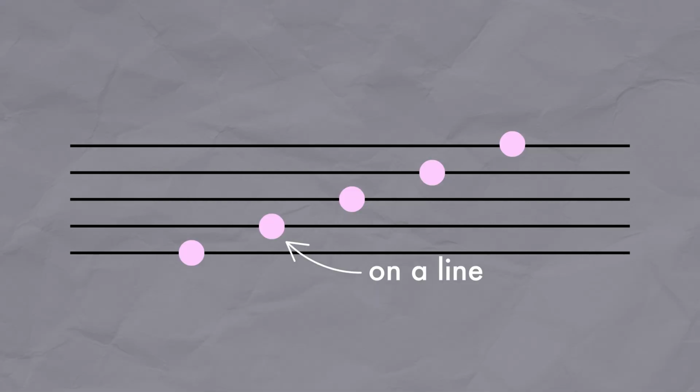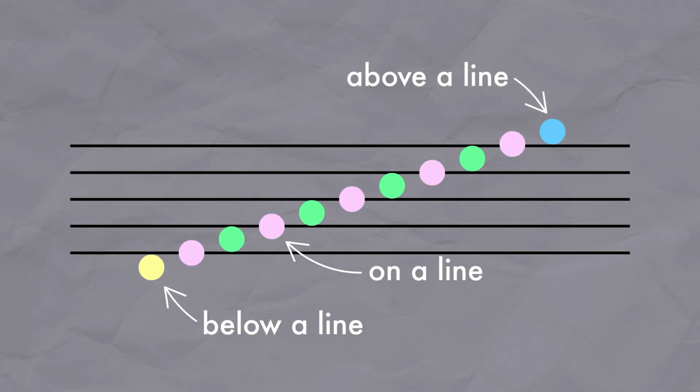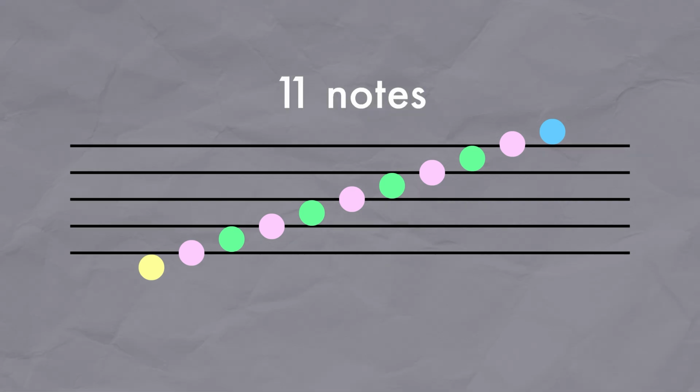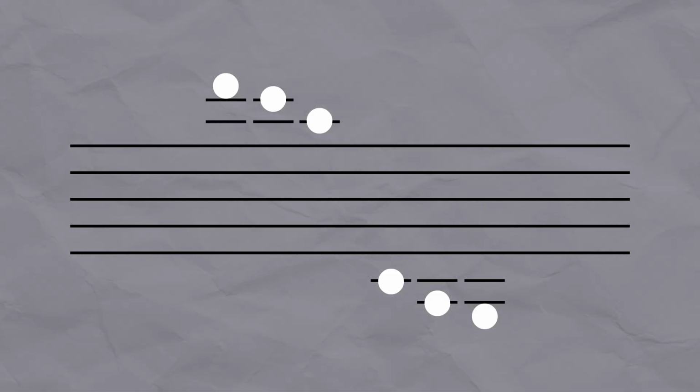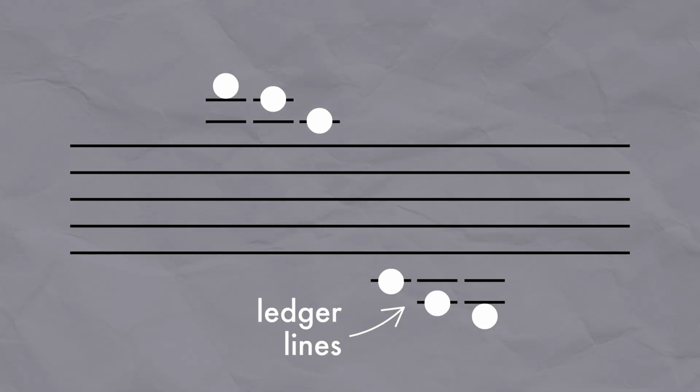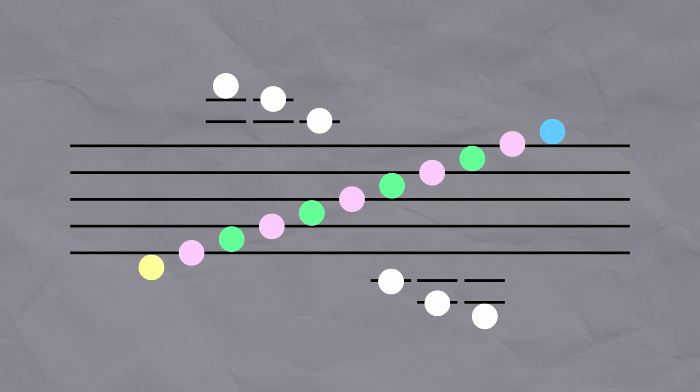The higher a note is placed, the higher its pitch. You can place notes on a line, below a line, or above a line. That's enough space for 11 notes. And then you can still add notes above or below the staff by placing them on tiny ledger lines. But that can get very messy very soon, so clearly there's not enough space within the limits of a staff to represent all the notes that exist.